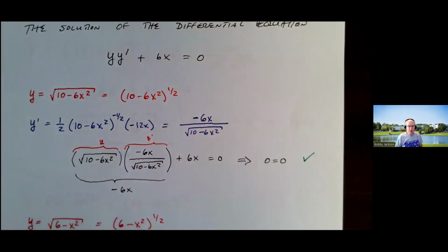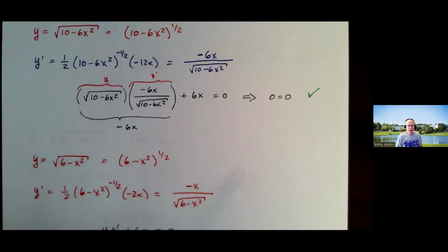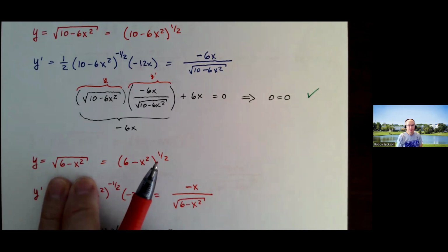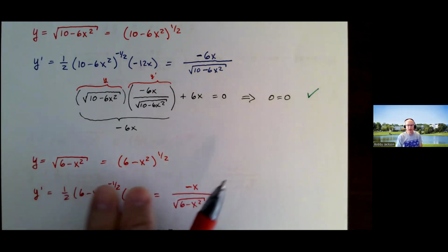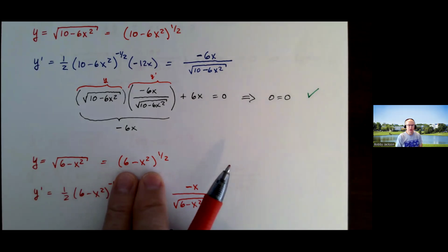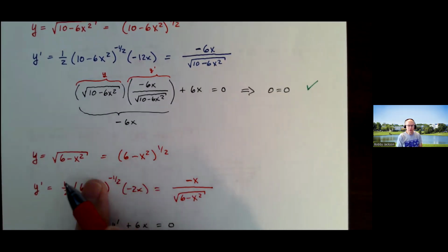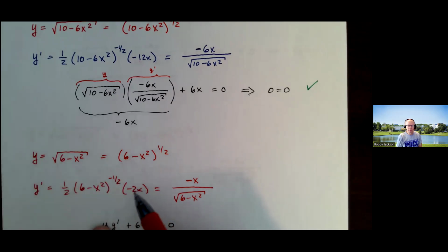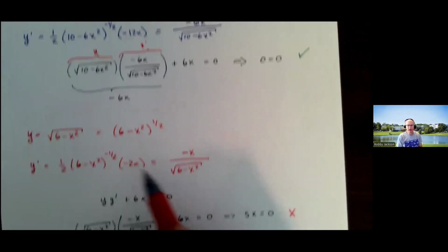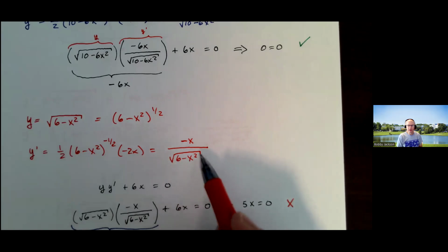Now, what's going to happen with some of the others? I didn't do all of them, but here's some of the other choices given. Here's one, just the square root of 6 minus x squared, which is written this way. Very similar to what we did above. The derivative by the chain rule of this is 1/2 u to the negative 1/2. The derivative of the inner function this time is just negative 2x. Cleaning this up, 1/2 times negative 2x gives me negative x.